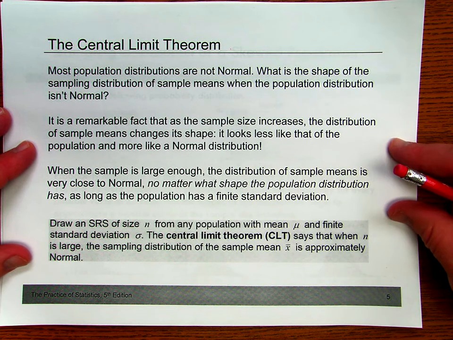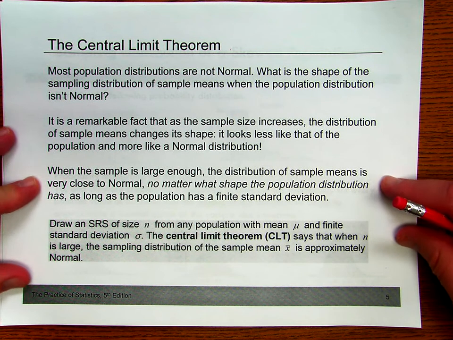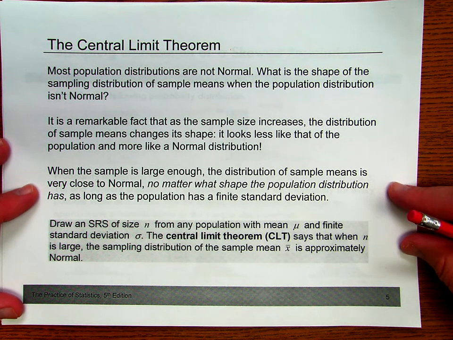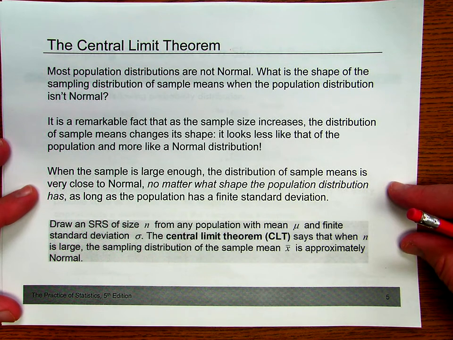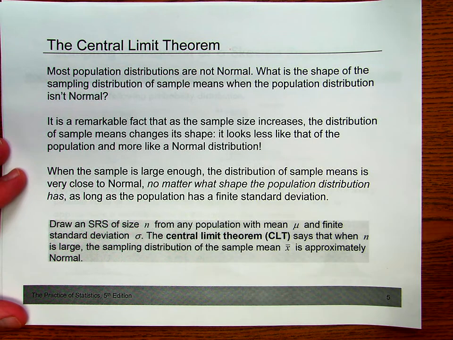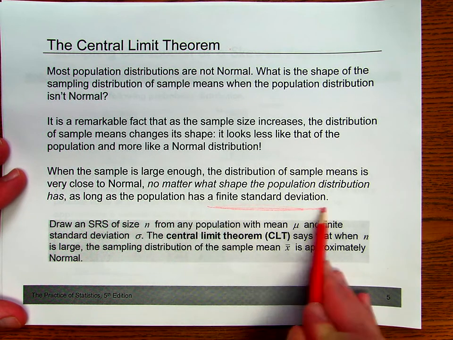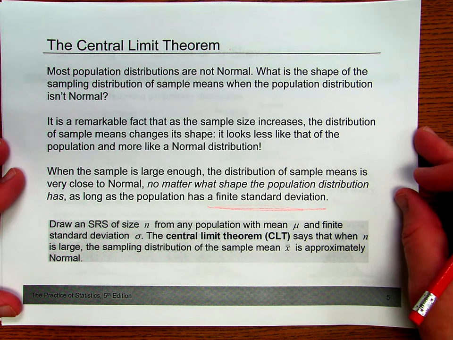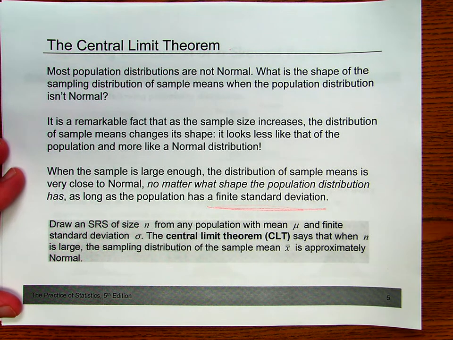It is a remarkable fact that as the sample size increases, the distribution of sample means changes its shape. It looks less like that of the population and more like the normal distribution. When the sample size is large enough, the distribution of the sample means is very close to normal, no matter what the shape of the population distribution is, as long as the population has a finite standard deviation. That finite standard deviation, everything we do in this class is a finite standard deviation. That gets way above and beyond the scope of what you need to accomplish if that's not true.